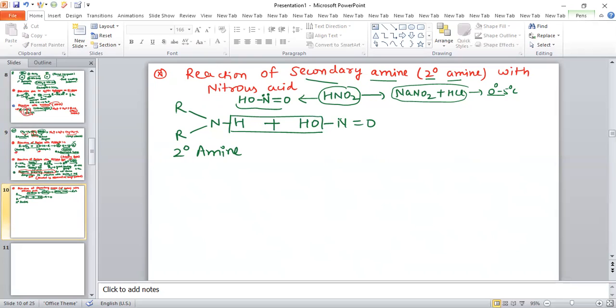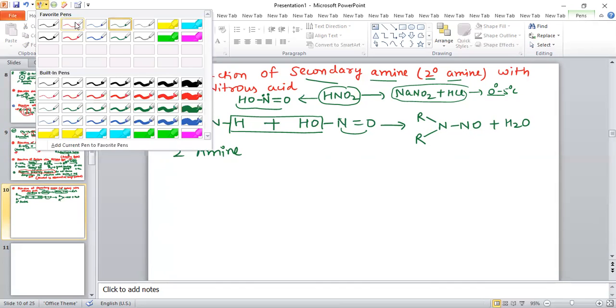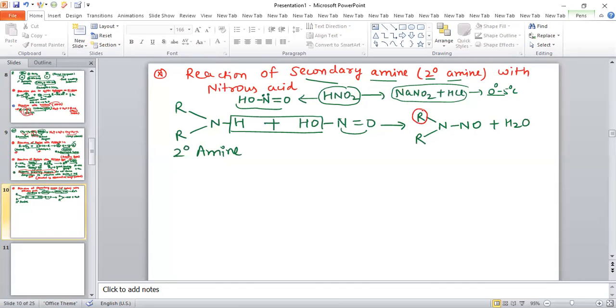So from this, water will be removed. And when the water is removed, the product formed will be like this. After removal of water, this is R and R, and this is single bonded to N and double bond O. So the NO group is added on nitrogen, and water is removed. See the features of this compound. This compound is a very interesting compound. On this nitrogen, 2 R groups are there, so we call this dialkyl.